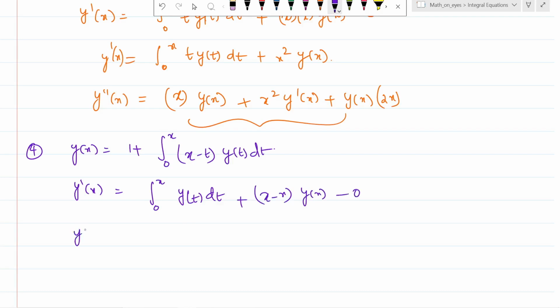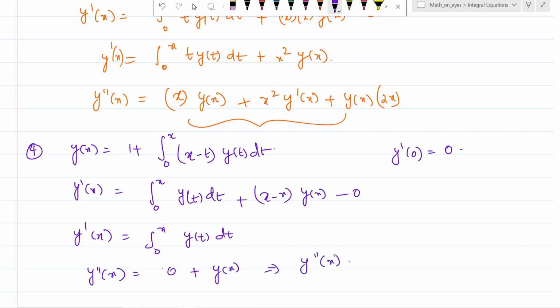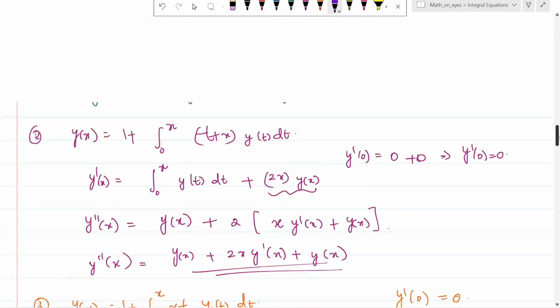And this y dash of x is equal to integral 0 to x y of t dt, and it satisfies the initial condition y dash of 0 is equal to 0. Taking the second derivative, you get y double dash of x is equal to, this integral will become 0, and when you apply the upper part it will be plus y of x. So that is giving you y double dash of x minus y of x is equal to 0, but in the given question it is plus y of x.